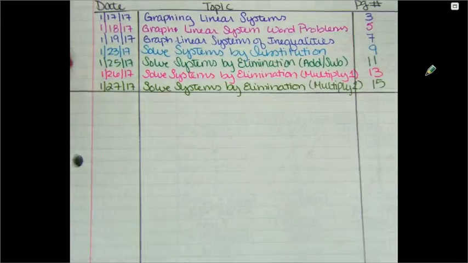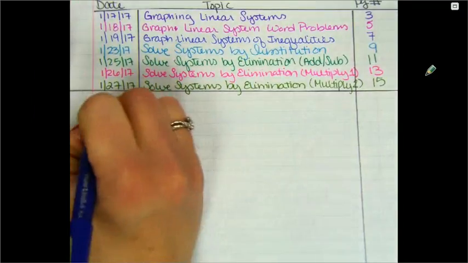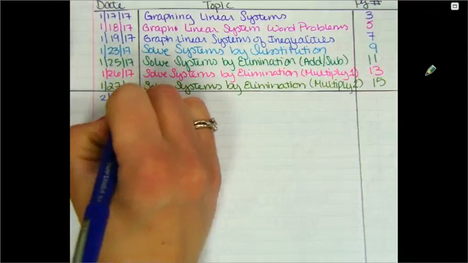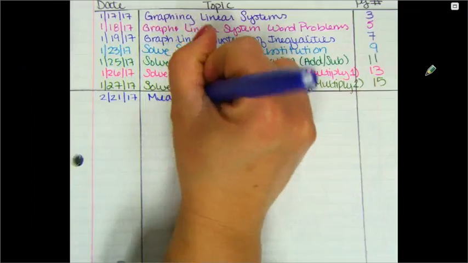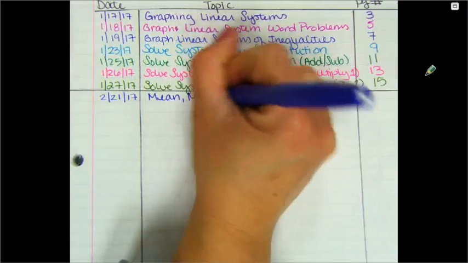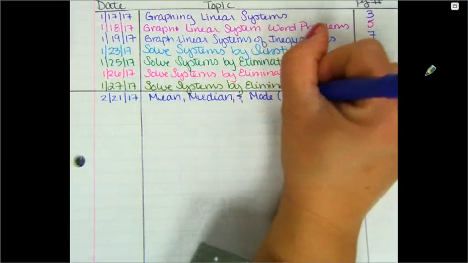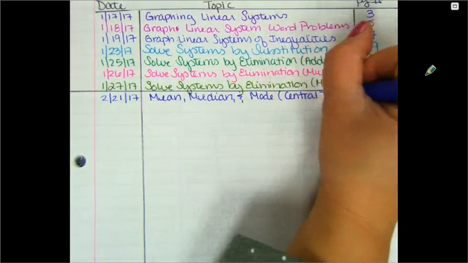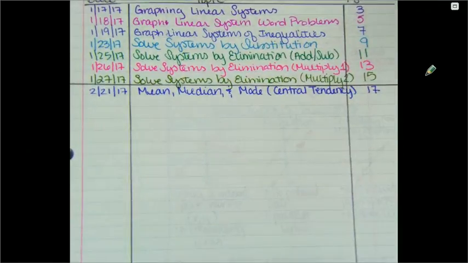So that was unit 3. That was a short unit 3. Today we're starting unit 4. Today is 2/21. Wow, is it already the 21st? Alright, so mean, median, and mode, we call it central tendency.